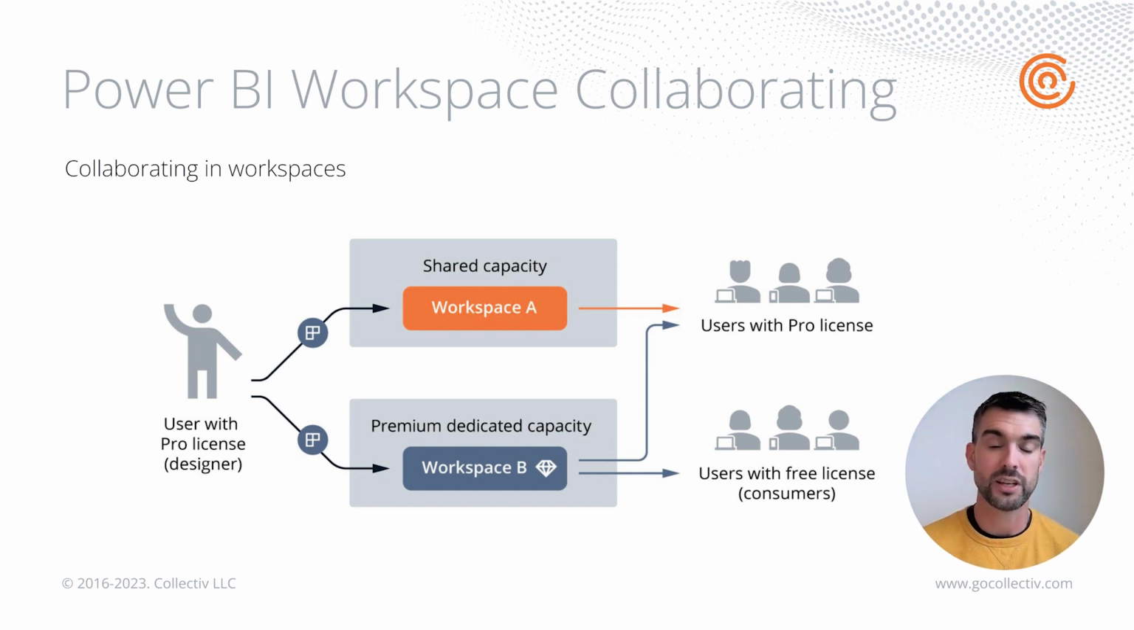Now, if I'm publishing it to the premium dedicated capacity on the bottom in Workspace B, my users with Pro licenses can also access that, but also users with a free license can access that as well. So if I have a free license, I can access reports that are published in a premium capacity. I cannot, if I have a free license, access reports that are published in a shared capacity that does not have premium associated with it.